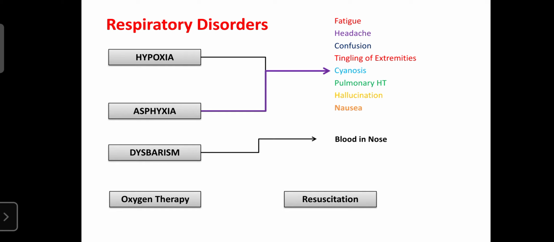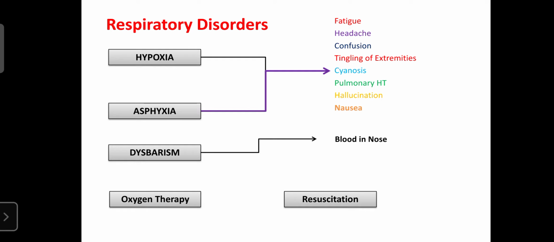Next one is dysbarism, which involves blood in the nose. A change in the atmospheric pressure also affects our lungs. Due to a drop of the pressure surrounding us, it can cause blood in the nose. Dysbarism is a medical condition resulting from changes in the ambient pressure in our surrounding area. Due to that, nose bleeding can occur.